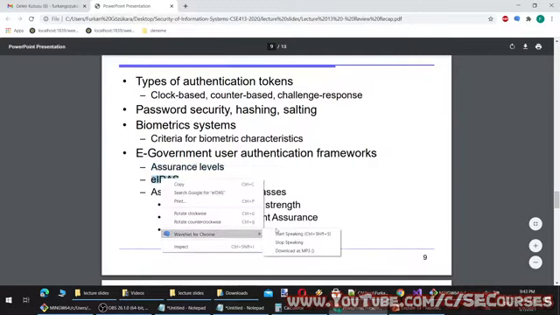Assurance levels. eIDAS. Let's remember the eIDAS. Okay.